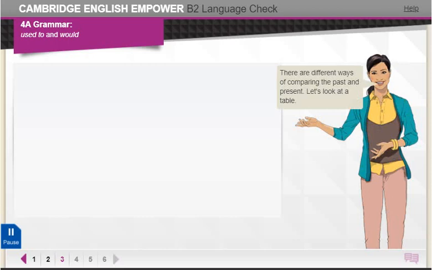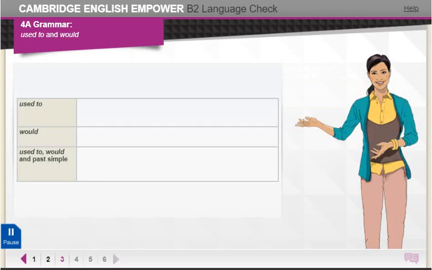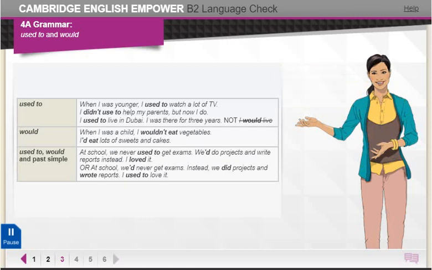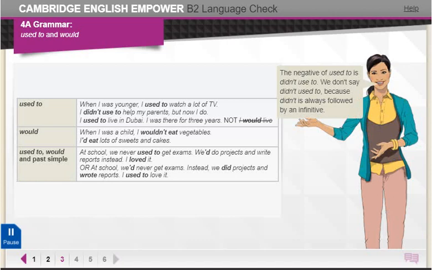There are different ways of comparing the past and present. Let's look at a table. The negative of used to is didn't used to. We don't say didn't used to, because didn't is always followed by an infinitive. We can also use the past simple for past habits and states. We often use used to, would, and the past simple together.